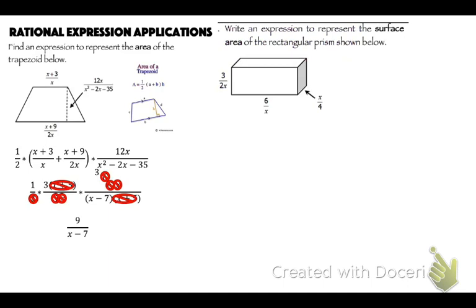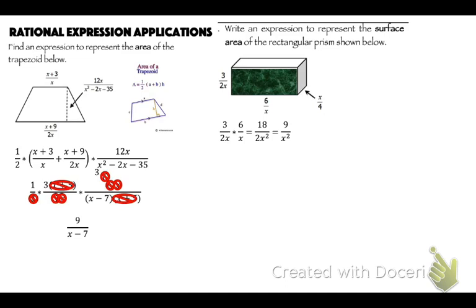Okay, let's do this one. So we want to find the surface area of this, which surface area would just be all of the area on the outside of our box. So the first thing I'm going to do, I'm going to find that area right there, which it looks like the base of that is 6 over x, and the height is 3 over 2x. So I'm just going to multiply those together. And I get 18 over 2x squared, which equals 9 over x squared.